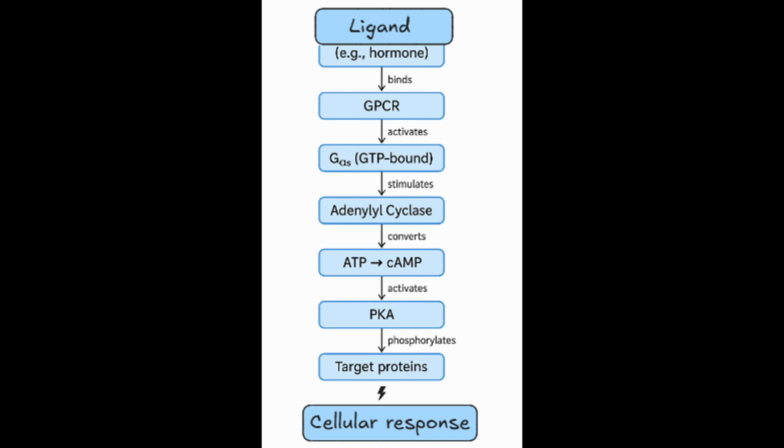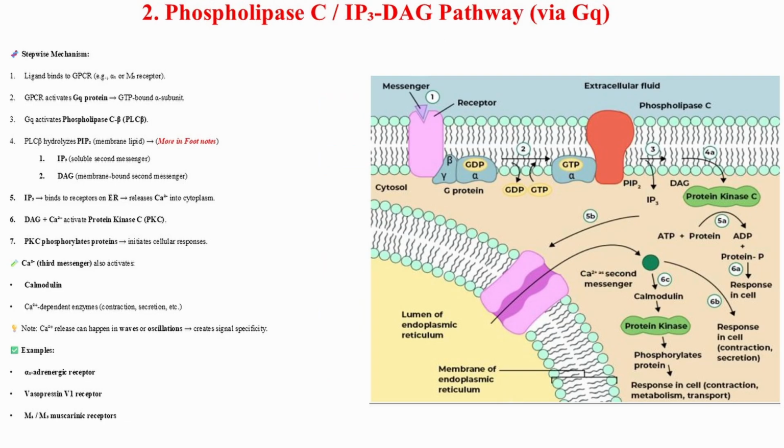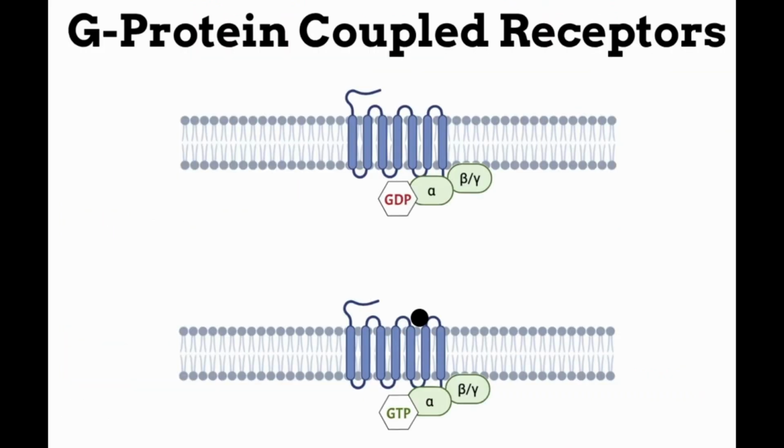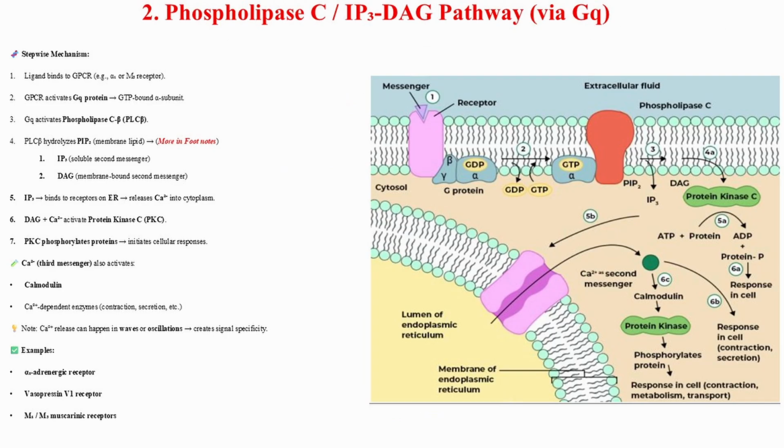Alright, let's jump into another incredible molecular adventure, the Gq pathway. First, a ligand shows up and binds to the GPCR, the alpha adrenergic or muscarinic receptors. Then the GPCR gets activated and passes the baton to the Gq protein. The Gq alpha subunit ditches the GDP and grabs a GTP, powering up for action. Next, Gq charges ahead and activates phospholipase C beta.